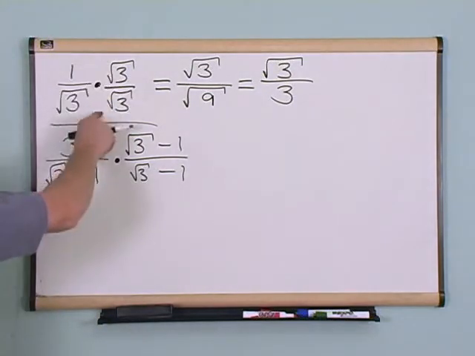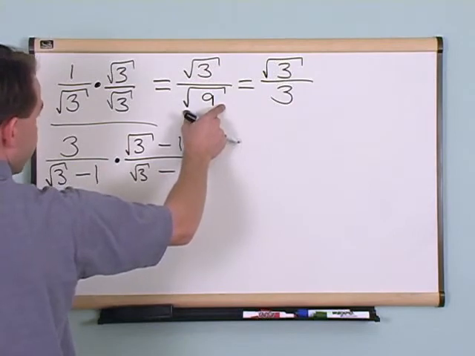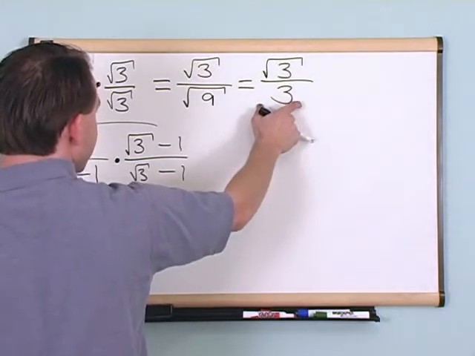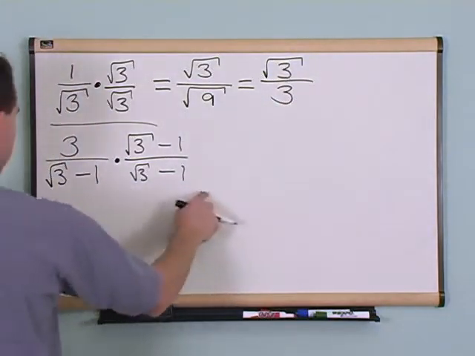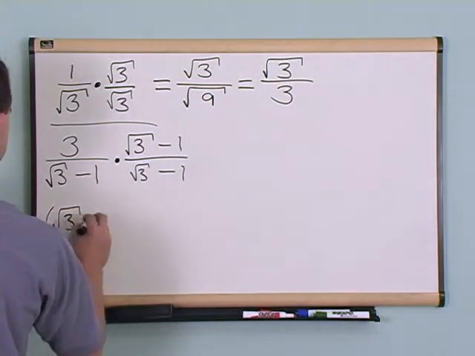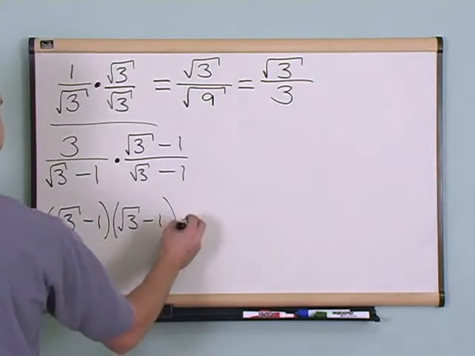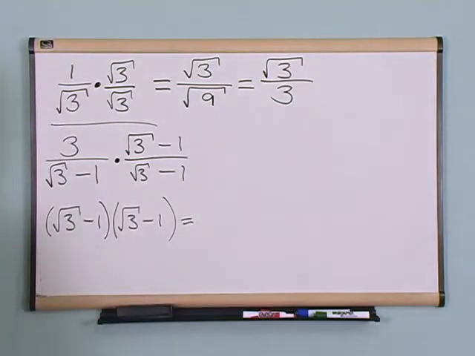The reason you multiplied by this term up here was to give you a perfect square in the bottom so that you could get rid of this square root and you get a nice number here. Let's go ahead and multiply this stuff on the bottom right here. Square root of 3 minus 1, square root of 3 minus 1. I'm just going to quickly go through the denominator and show you why.